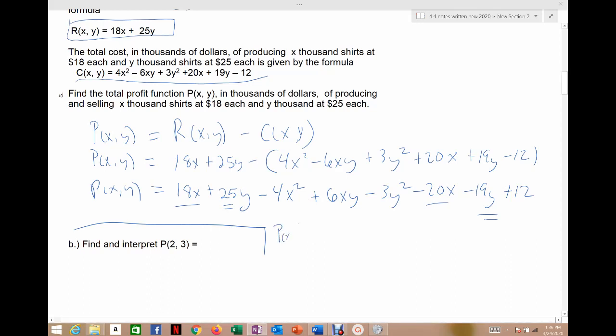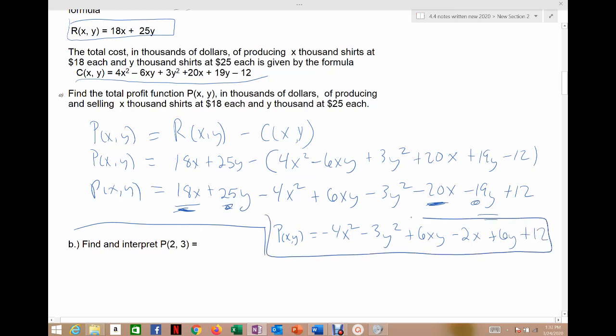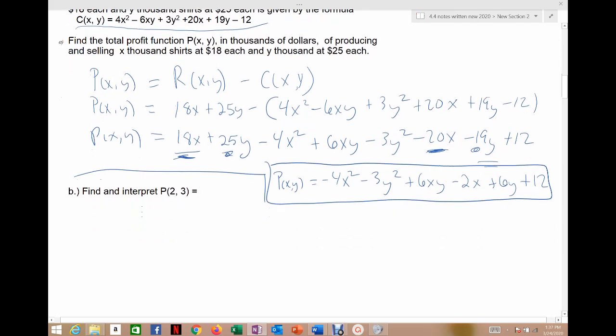All right, so when I simplify the profit equation, I'm going to write them in order. So I typically do, I'm going to write down the square and the mixed terms first. So negative 4x squared minus 3y squared plus 6xy. Now I'm going to add my x terms, so I get positive 18x minus 20x, so I'm going to get a negative 2x, 25y minus 19y, so positive 6y, and then that constant 12 at the end. All right, so there is my very carefully written profit function.